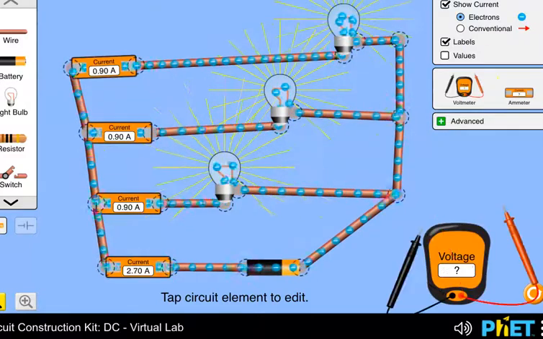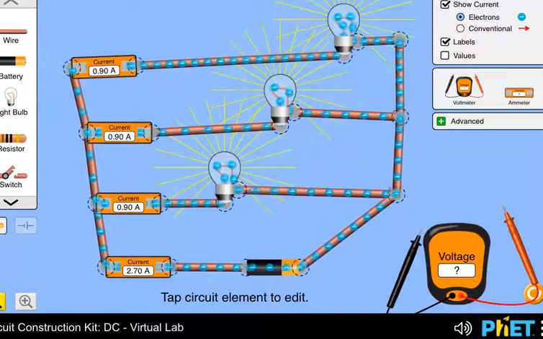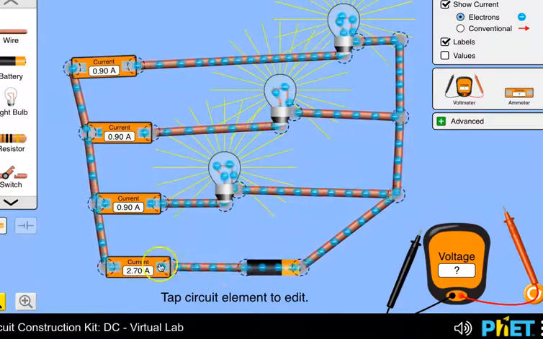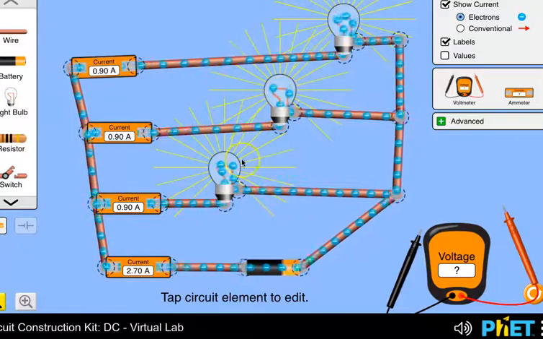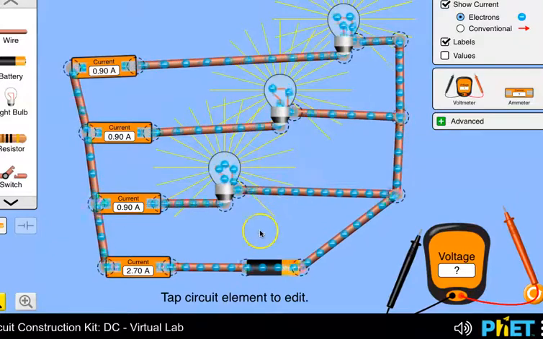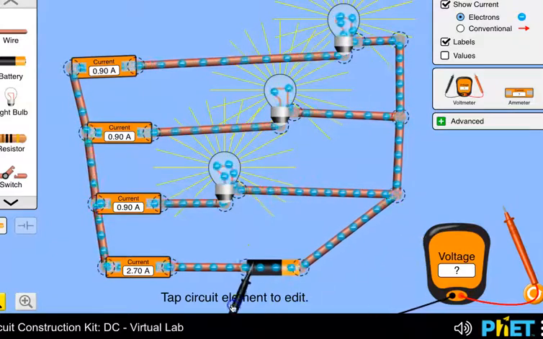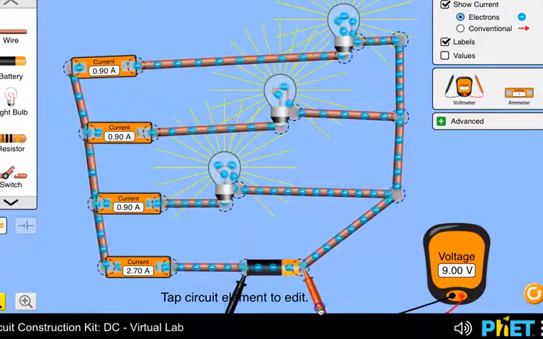So I've created this circuit in PhET. I would like you to do the same. I'm using an ammeter at each branch to tell me the current that's passing through each branch, and an ammeter at the battery so I know the total current, and then I have a voltmeter which I'm going to use to measure. We already see that the brightness of the bulbs is pretty consistent and hasn't decreased a lot since adding more bulbs. And this is a 9-volt battery that I've included.